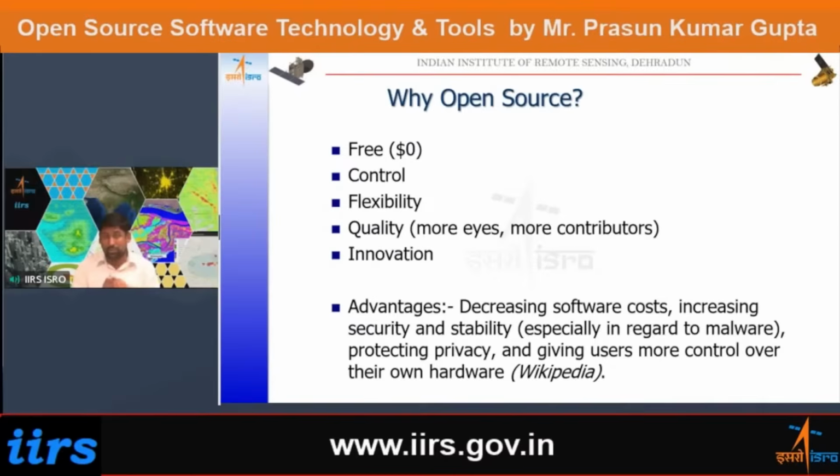Whereas for open source software, source code is available. It is open. You know what steps are happening, whether it is doing what it is not supposed to do. That can be caught much quicker as opposed to closed source software. So open source increases security, increases stability, it protects privacy, and gives users control over their software and hardware.